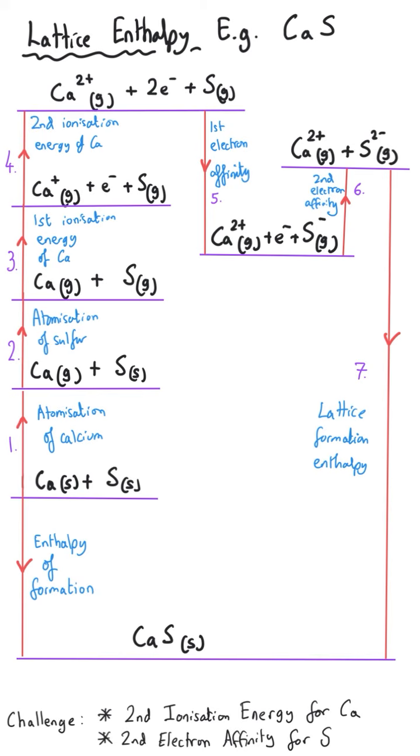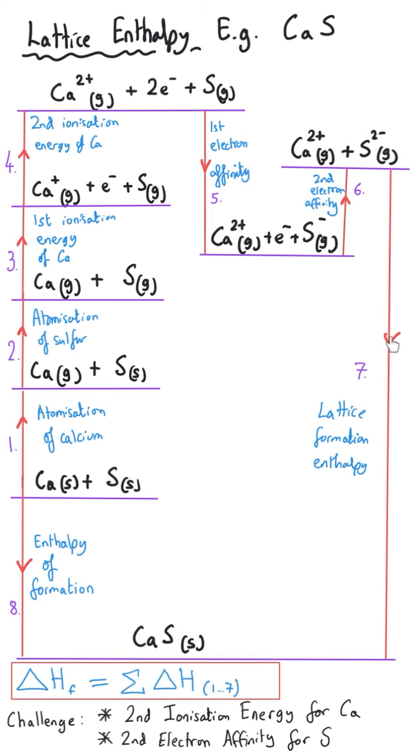But how we use the Born-Haber cycle is exactly the same. Let's suppose we were working out this enthalpy of formation. It is still equal to, when you follow all of these arrows, they're all going the same direction. And so the enthalpy of formation is still equal to the sum of all of the other arrows.